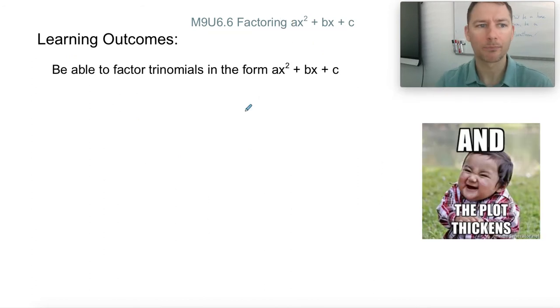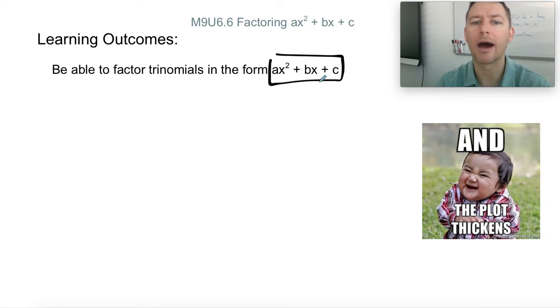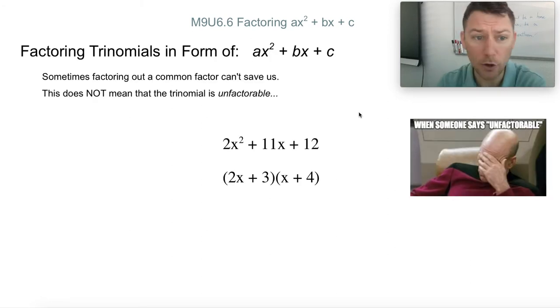All right. So learning outcomes: we're going to factor those once we've pulled out all the common terms. Sometimes we can't pull a common term out, but it doesn't mean we can't factor it. There aren't generally things that are completely unfactorable yet. We may find things that don't work as well later on.